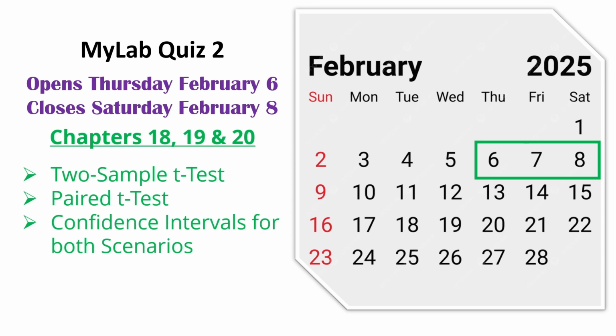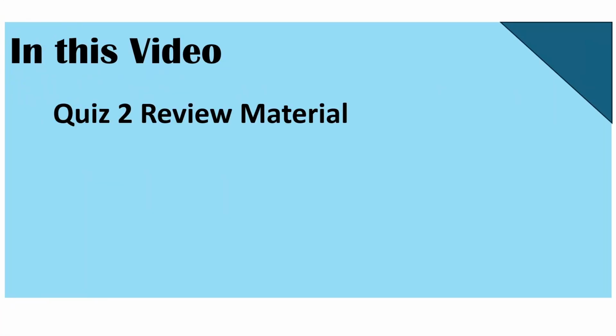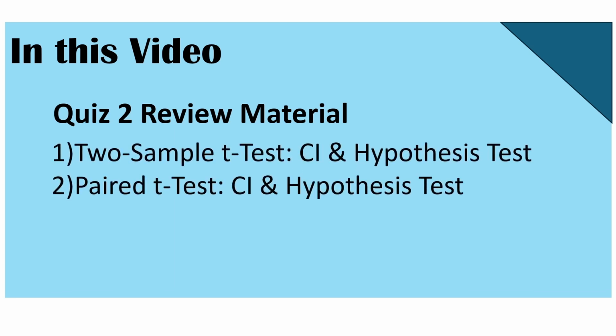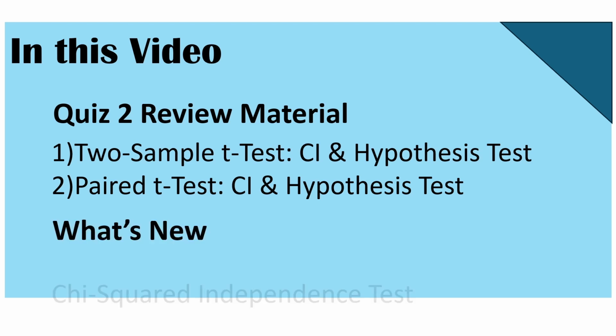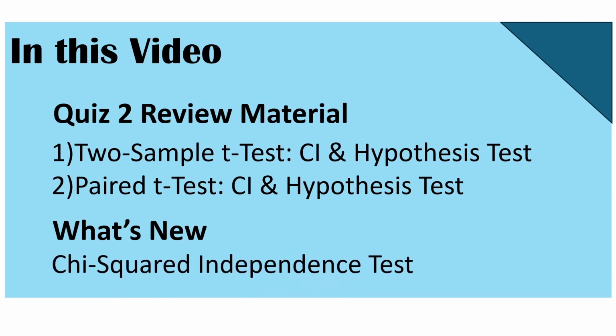Because this is a video lecture, meaning I have more time than normal, I'm actually going to give you some extra content. In this video, we're going to start with Quiz 2 review material. I'm going to review both the 2-sample t-test and the paired t-test. After we do that, I'm going to give you the new stuff, and that's going to be the chi-squared independence test. This is the third and final chi-squared model that we're covering in the course. So far, you've learned the chi-squared goodness of fit test and the chi-squared homogeneity test. So we'll be hitting the independence test later on in this video.